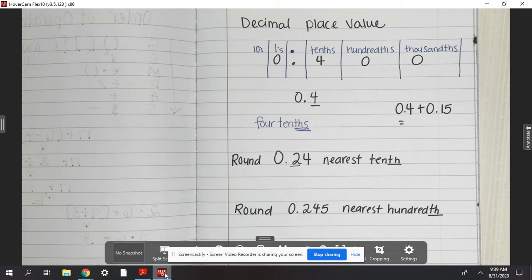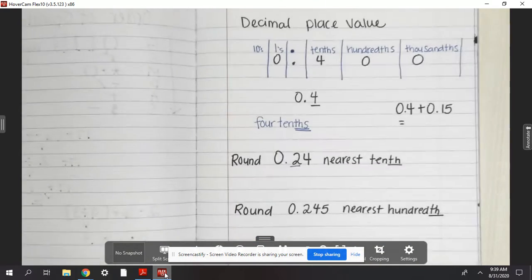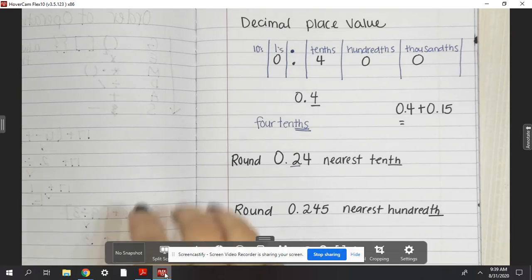Hi, fifth grade. Today we are going to be looking at decimal place value. I went ahead and made some pre-notes for you so that you can take these notes, if that's what you're doing. But remember, I'm also keeping up with this in a digital notebook, so if for some reason you can't write or you don't have your materials just yet, you have access to this digital notebook.